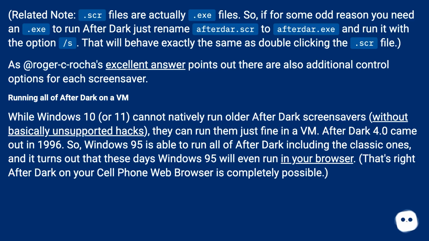Running all of After Dark on a VM. While Windows 10 or 11 cannot natively run older After Dark screensavers without basically unsupported hacks, they can run them just fine in a VM. After Dark 4.0 came out in 1996. So, Windows 95 is able to run all of After Dark including the classic ones, and it turns out that these days Windows 95 will even run in your browser. That's right, After Dark on your cell phone web browser is completely possible.